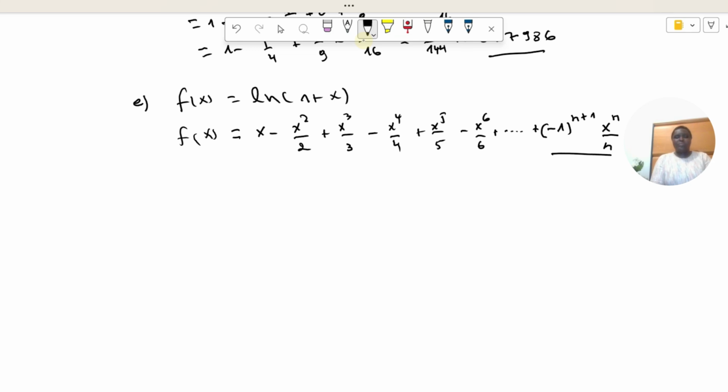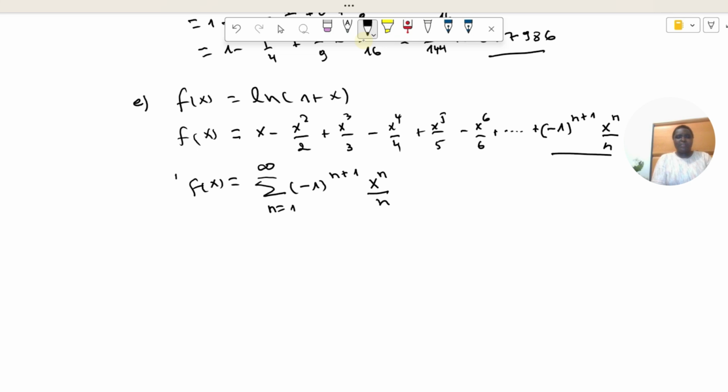And if we try to generalize this, we can say that our function f of x is equal to the sum from n equal to 1 up to infinity of minus 1 power n plus 1 times x power n over n.